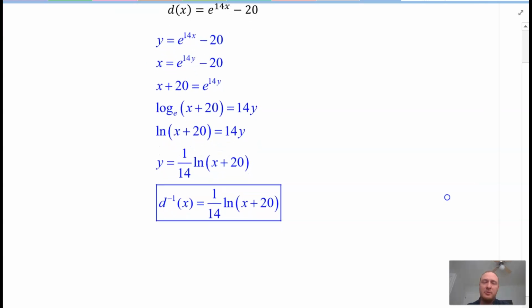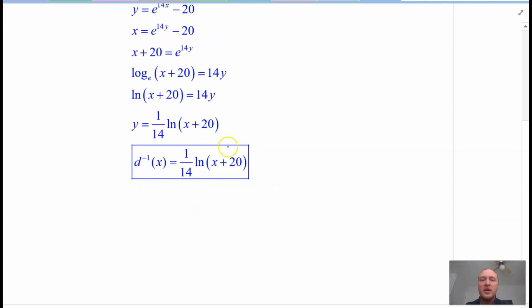All right, some people often ask me, instead of writing 1/14 natural log of x plus 20, can I just put the natural log of x plus 20 over 14? And yes, you can. Just again, make sure that your argument does not include the 14, that the whole natural log of x plus 20 is divided by 14, not natural log of x plus 20 over 14. That would not be correct.